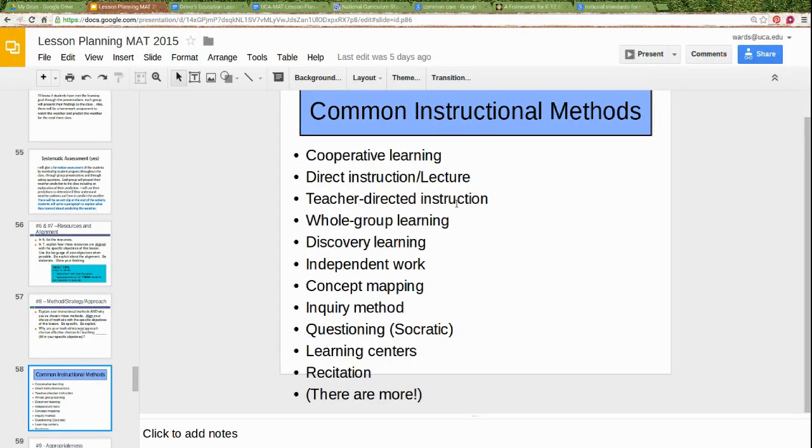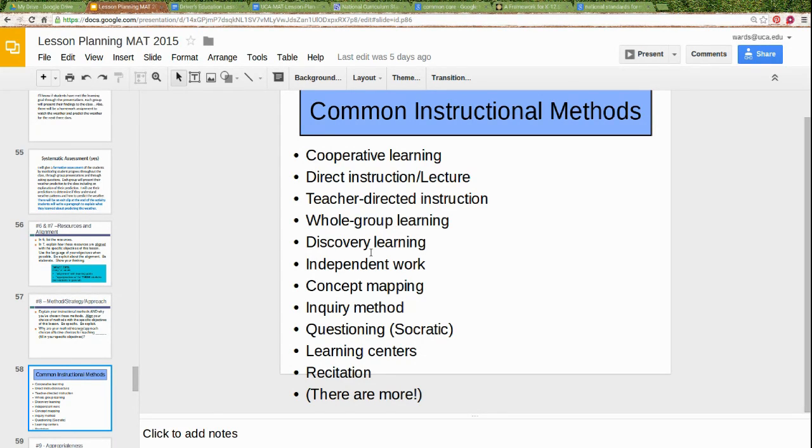Teacher-directed instruction is more like I'm teaching and I'm giving instructions along the way about you're doing something and you're learning content at the same time, and I'm directing you and giving you instructions as we work through the content. Whole group learning, we're doing something all together. Maybe we're having a discussion. That could be a great whole group learning method.